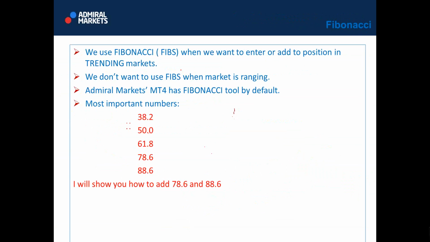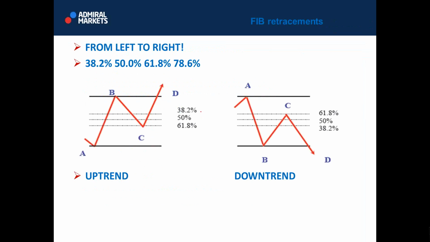Now, Fibonacci, which is indeed the most important part for entries. We use Fibonacci when we want to enter or add to a position in trending markets. We don't want to use Fibs when the market is ranging. MT4 has a Fibonacci tool by default. Now, the most important numbers are 38.2, 50, 61.8, 78.6, 88.6. Later, at the end of the webinar, I will show you how to add these numbers, because they are not integrated by default into MT4 Fibonacci, so you need to add them manually. I will show you how to add 78.6 and 88.6.